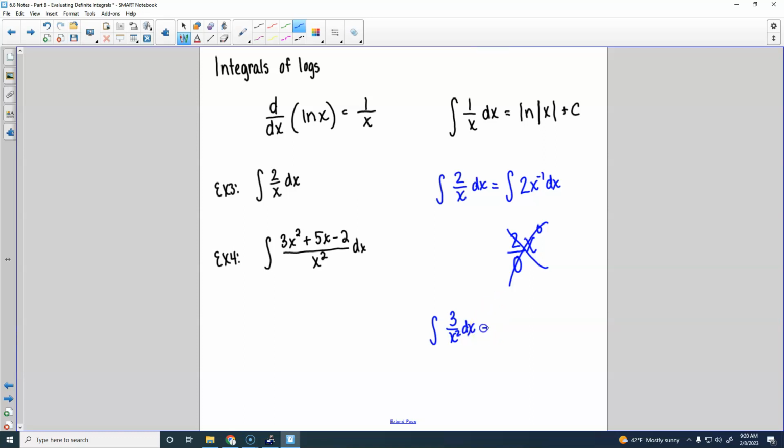It is not, because it would be 3x to the negative 2 dx. So I would increase my exponent by 1, which would give me negative 1. I'd have 3 divided by negative 1, put a plus c on the end. So I would just have negative 3 over x plus c. So it's only when you just have an x in the denominator that you end up with that natural log.